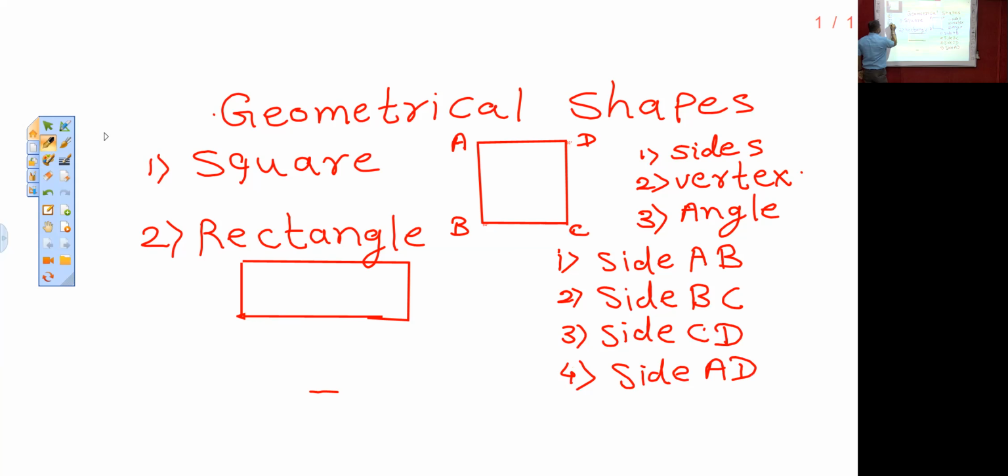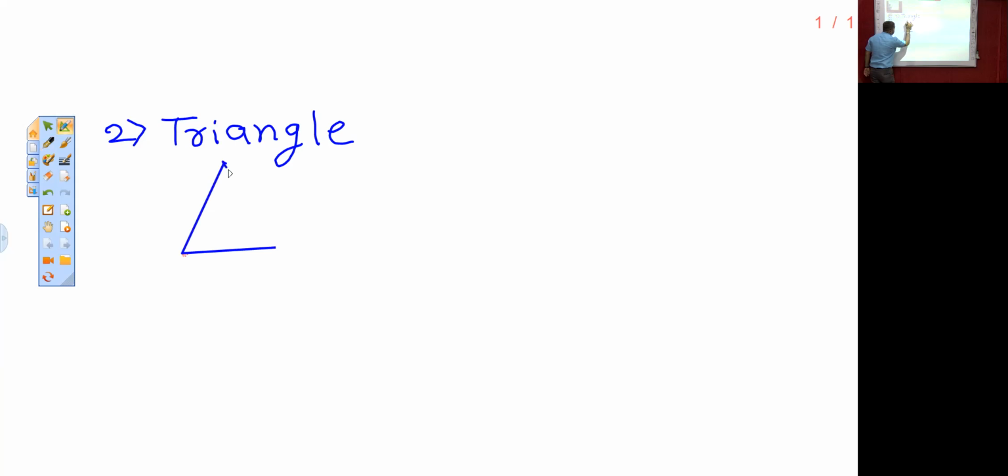Now we are going to the next one. Second shape is a triangle. You know that this is the shape of the triangle. Now the triangle has three sides, three angles and three vertex, which we learned in the third standard as well as the fourth standard. Now these are the basics for fifth standard preparation.